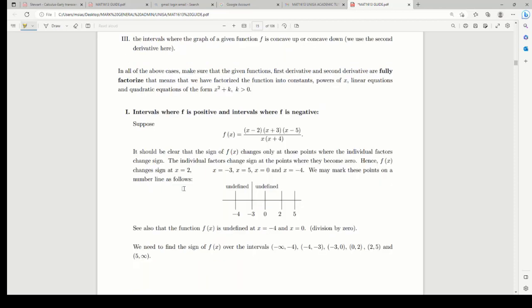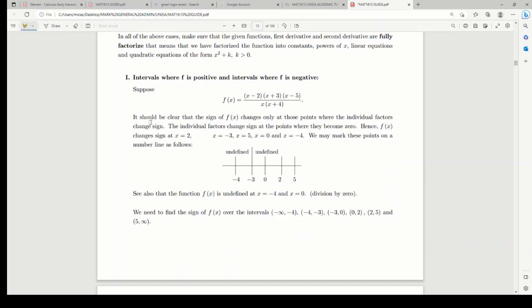And then you consider each of these factors with a sort of test number that lies in a specific domain, and you check what is the sign of that factor and so forth. Right. Let's look at the first instance where we have intervals where f is positive and intervals where f is negative. Okay. So we were given a function and then we probably factorized it into its factors in the numerator, those three factors there, say. And then we had the factors in the denominator, say there, x and x plus 4.